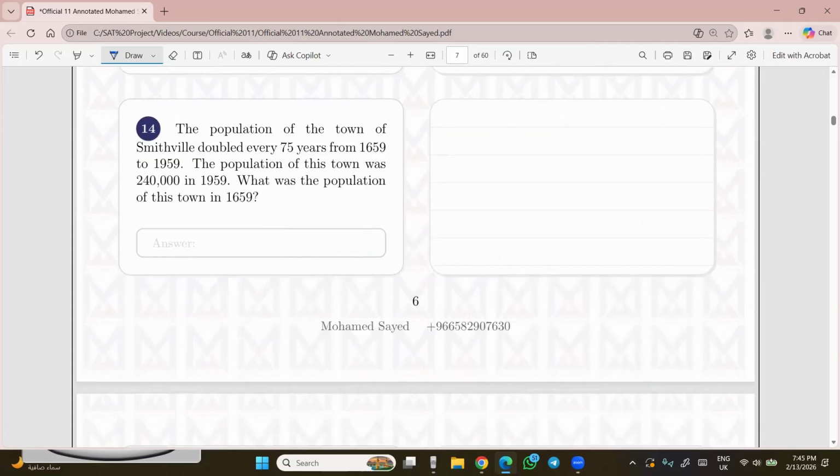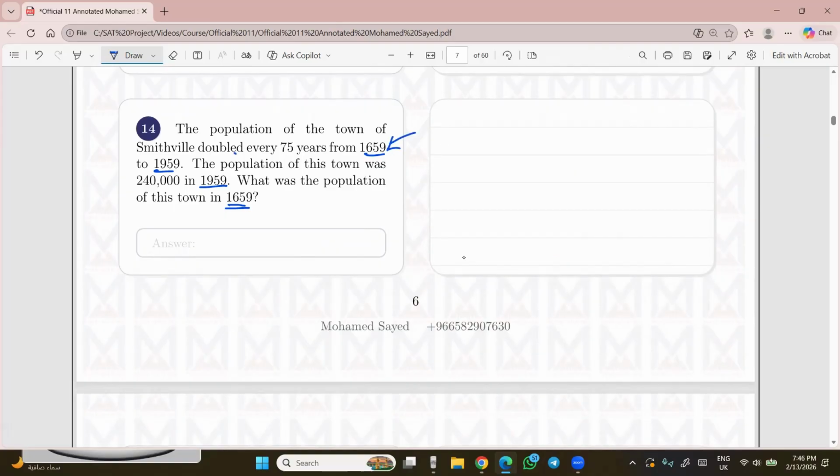Question number 14. The population of the town of Smithville doubled every 75 years from 1659 to 1959. Look at this period of time, these three centuries. The population of this town was 240,000 in 1959, which is the recent one. What was the population in this town in 1659? 1659 is the starting point.